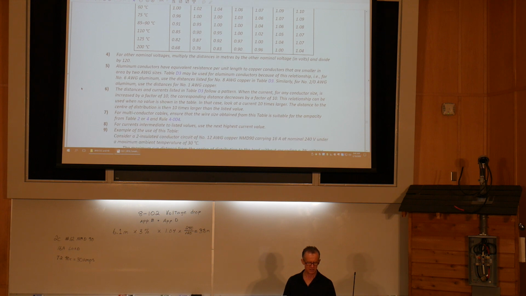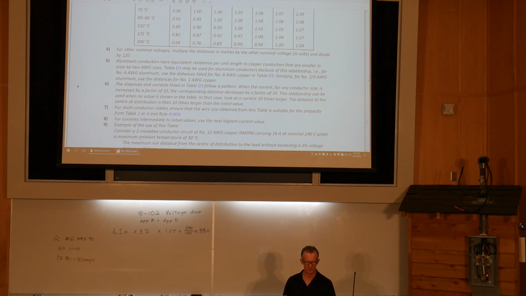Note 6. The distances and currents listed in Table D3 follow a pattern. When the current for any conductor size is increased by a factor of 10, the corresponding distance decreases by a factor of 10. This relationship can be used when no value is shown in the table. In that case, look at a current 10 times larger. The distance to the center of distribution is then 10 times larger than the listed value.